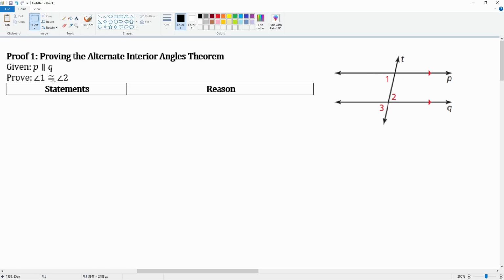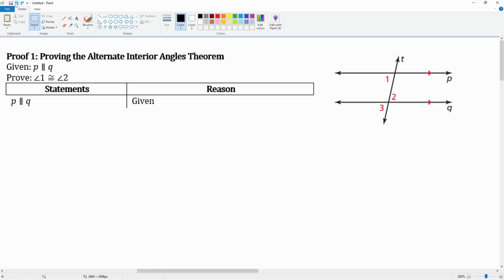Here we're asked to prove the alternate interior angle theorem. You can't just say angle 1 is congruent to angle 2 by the alternate interior angle theorem. You have to prove it. Okay, so start with what you're given. So I am given that P is parallel to Q.